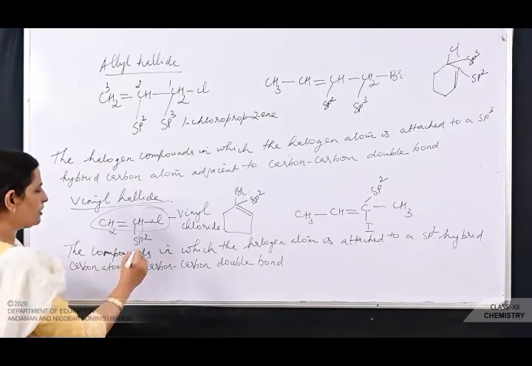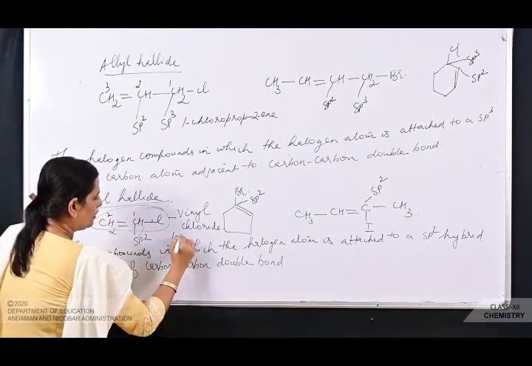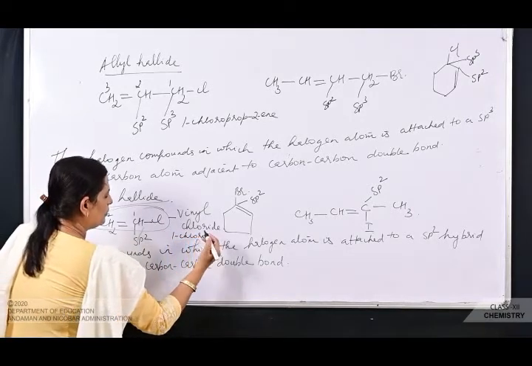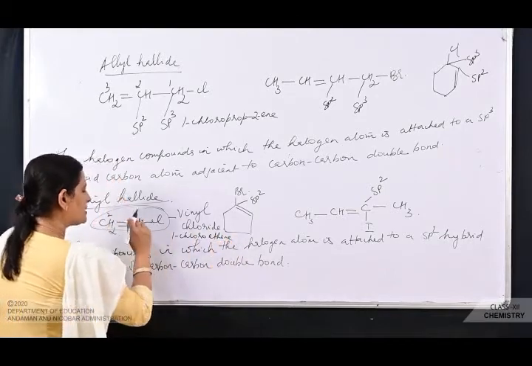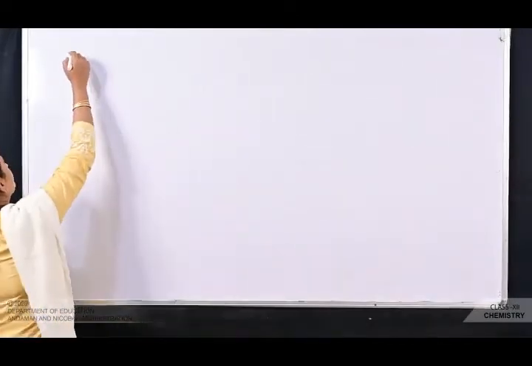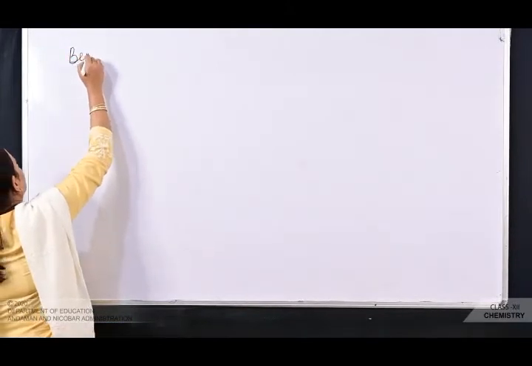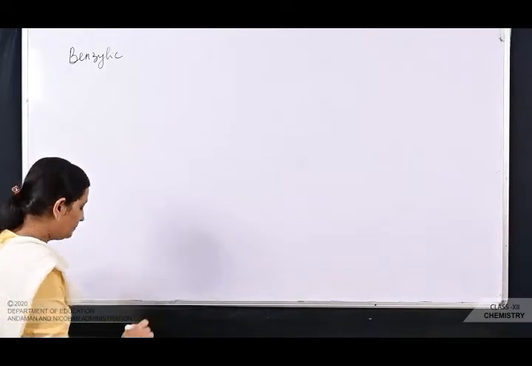Okay. IUPAC name will be what? 1, 2. It is what? 1-chloroethene, or just chloroethene also you can write, because wherever you put it's in which position only? First position. Next is benzylic halides.